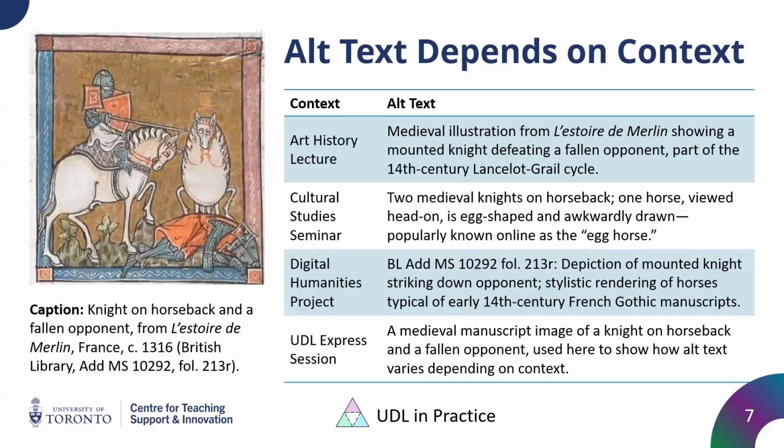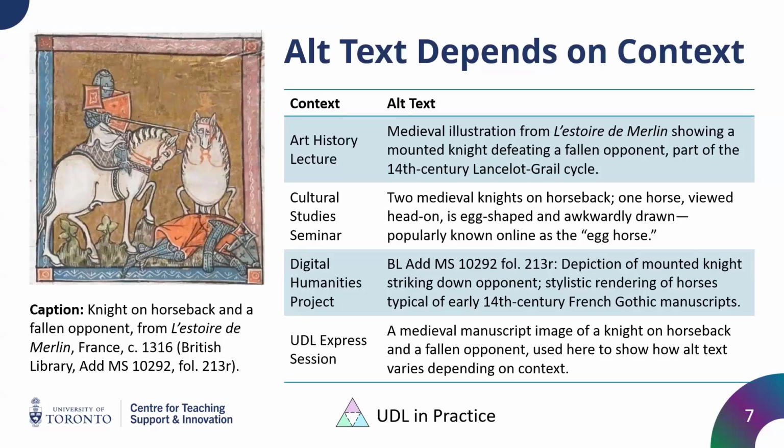However, if I were teaching a cultural studies seminar, whether or not this came from a 14th century manuscript isn't as important. So instead, the alt text might say, two medieval knights on horseback. One horse viewed head-on is egg-shaped and awkwardly drawn, popularly known online as the egg horse. Maybe this is a course about meme culture, and this is certainly a manuscript illumination that shows up quite often in meme culture.